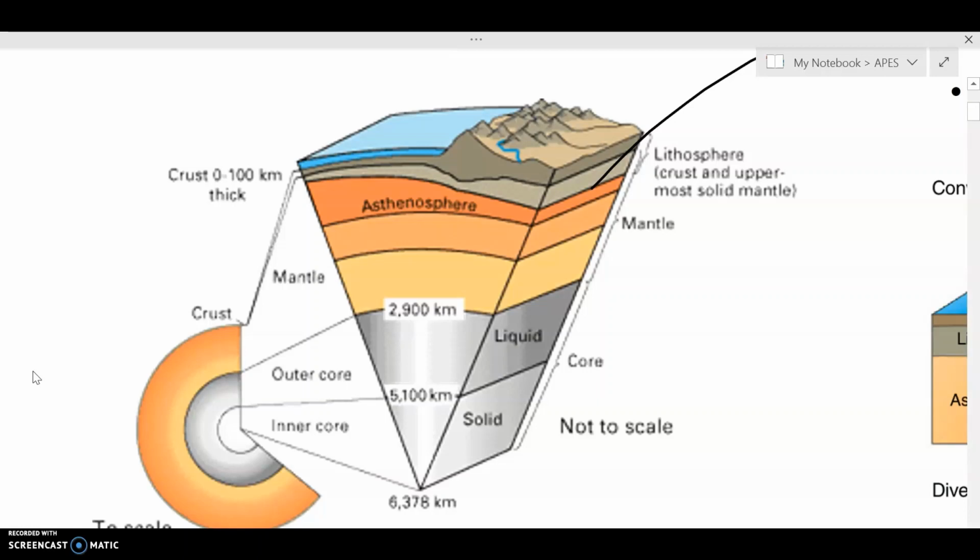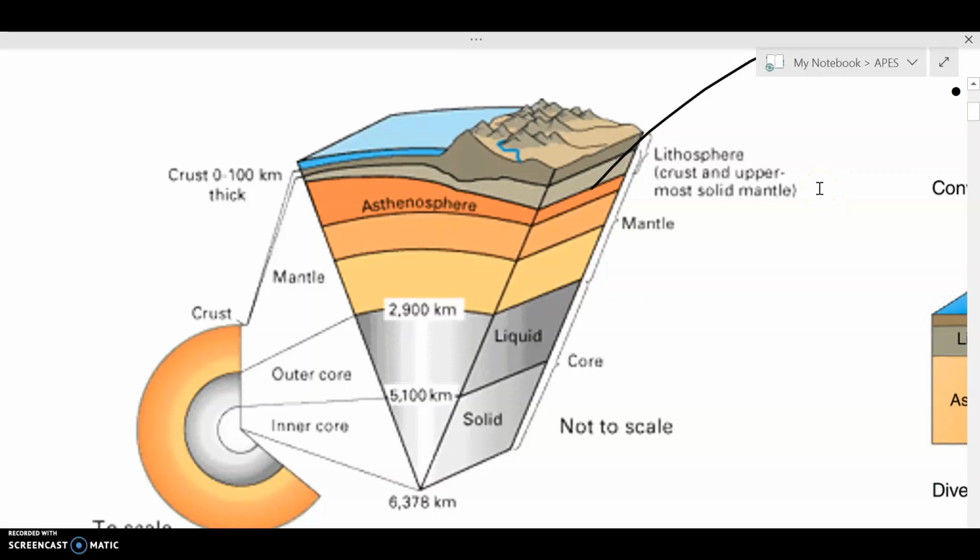Just outside of the core, surrounding the core, we have the mantle, which is made up of all these layers here. One layer of the mantle we're going to focus on specifically is the asthenosphere, specifically because that's where plate tectonics are located, and we'll talk about that in just a second.